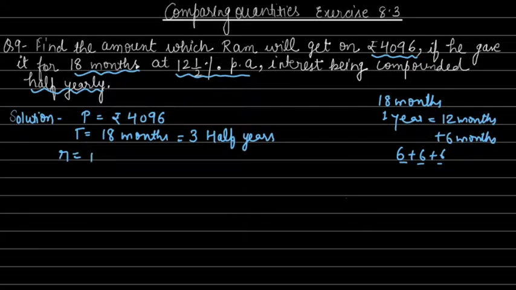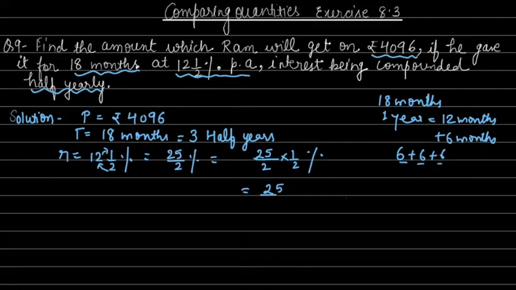At a rate of 12 1 by 2%. If you open this mixed fraction as improper, 12 2s are 24, 24 plus 1, 25 upon 2%. Now since you are calculating the interest half yearly, it means you have to divide it by half. How much will it be? Rate becomes 25 by 4%, right? Now we have to calculate the amount. What is the formula for amount? Amount is equal to principal into 1 plus r upon 100 raised to the power t, correct?